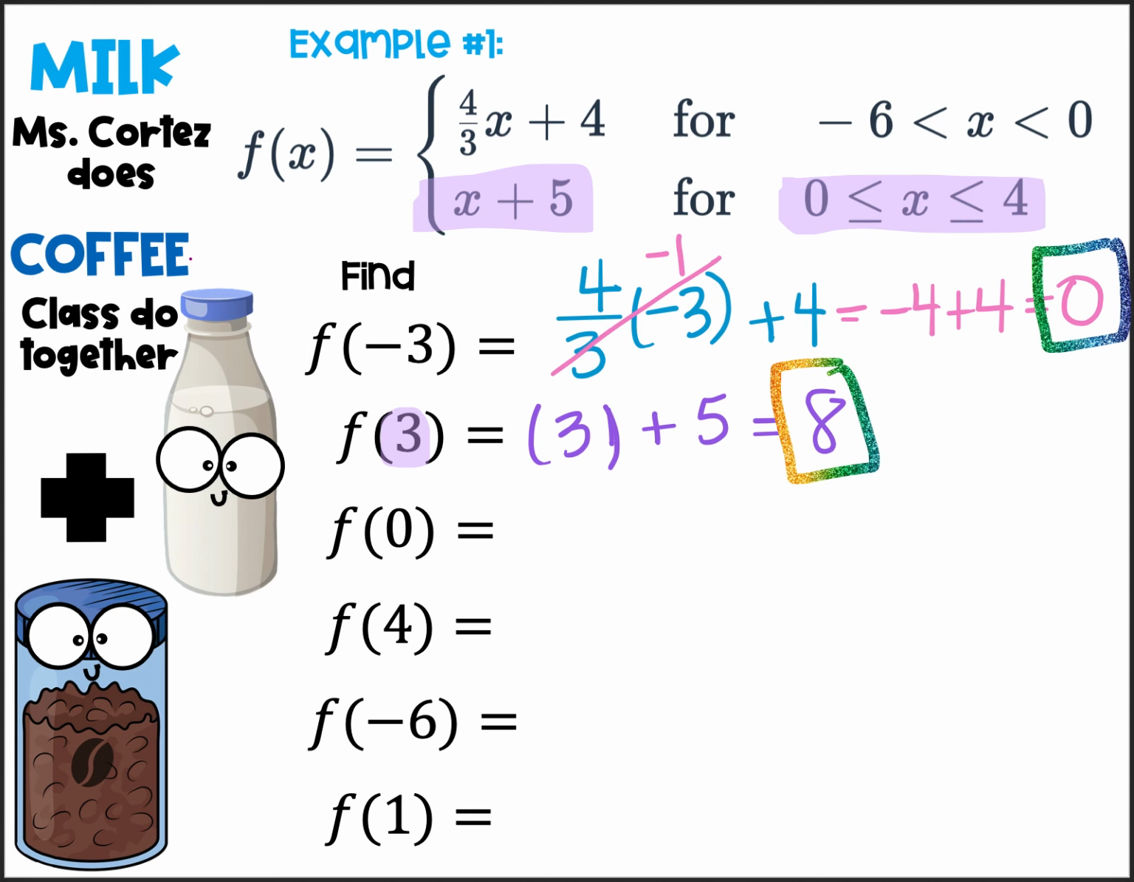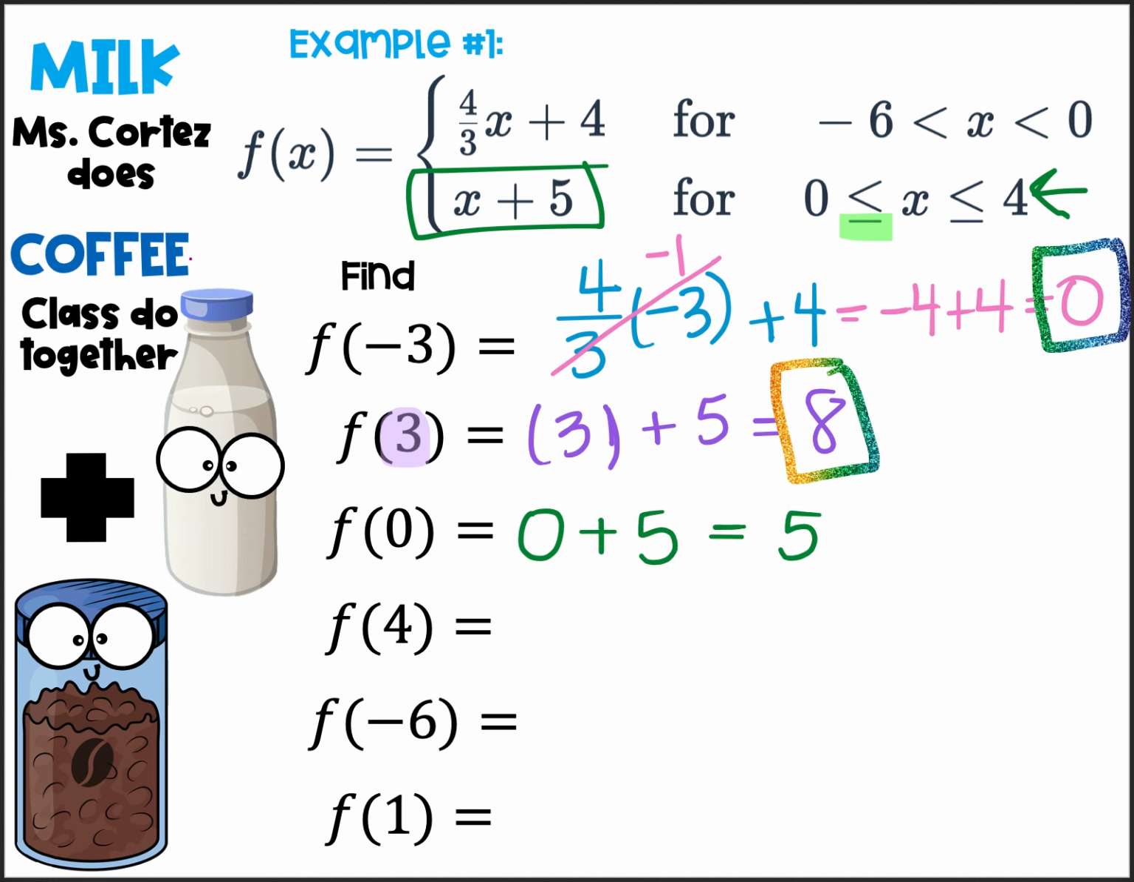f of 0. Notice how these symbols matter. Where in my function does the 0 land, in this one or this one? This is an exclusive symbol. x has to be strictly less than 0. And in this case, my x is greater than or equal to. This equal to means that my 0 is included in this interval. And this is the function that I'm going to be using. I'll have 0 plus 5, which is just 5.